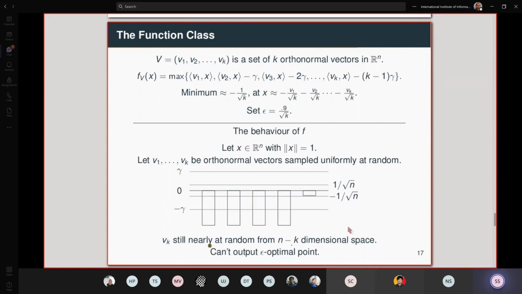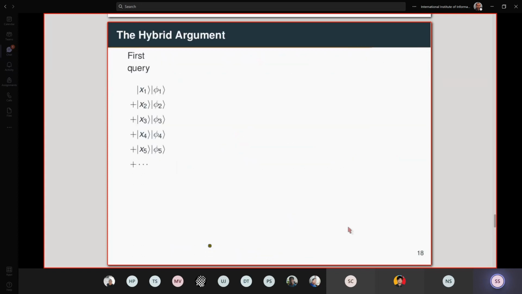But I'll get into why this is hard for quantum as well in just a few minutes. All right. This goes via something called the hybrid argument, which is very useful in cryptography and quantum.